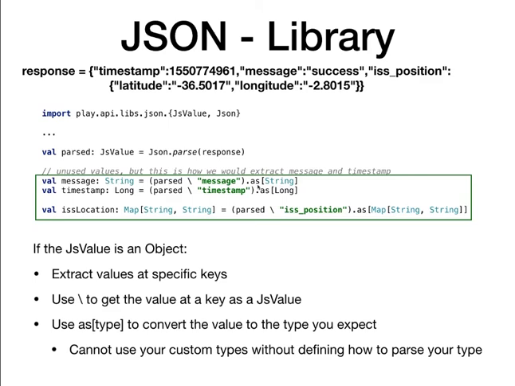We want to use these as methods. So as, and then a type parameter, just like if we create a map or a list, we use a type parameter in brackets, and we put the type that we want to convert it to in there. So at message, I expect that to be a string. So I'm going to say get the value at the key message and convert it to a Scala string for me, and then I can store it in a Scala string.